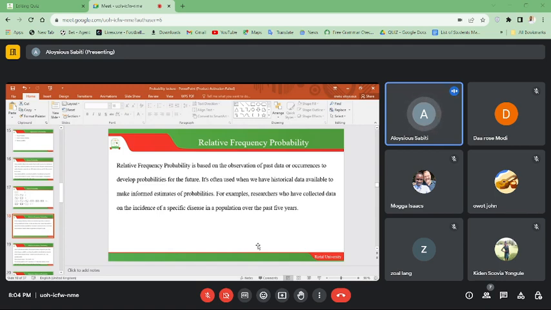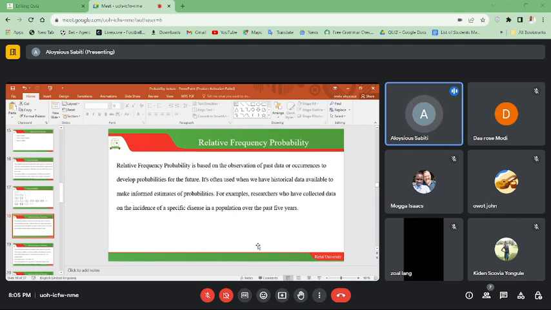So it is often used when we have historical data that is available to make these estimates. For example, for researchers who have collected data on the incidence of a specific disease in a population over the past 5 years. So, for example, if you wanted to understand the probability that in the next month you will have women coming for 8 antenatal visits, you have to look at your previous data. Out of the 1,000 pregnant women, how many of them came for antenatal care in the last year?